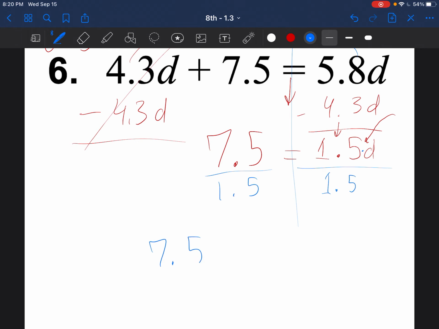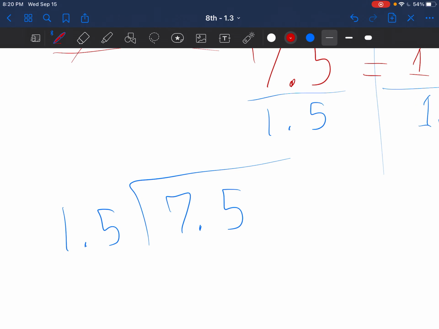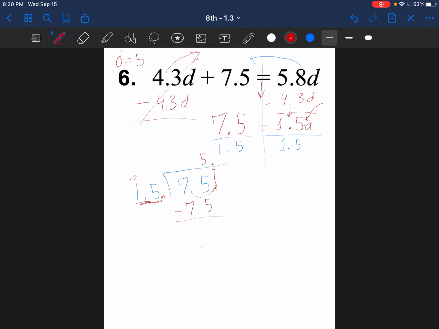So you have 7.5 divided by 1.5. Well, remember how we do division with decimals on the outside? We don't like to do that, so we're going to move it this way one time. That means we're going to move it this way one time, move it straight up. And now let's see, how many times does 15 go into 75? 15, 30, 45, 60, 75. So it should be 5 times. 5 times 5 is 25. Carry the 2. 5 times 1 is 5 plus 2 is 7. So it looks like your answer for this problem is going to be D is equal to 5.